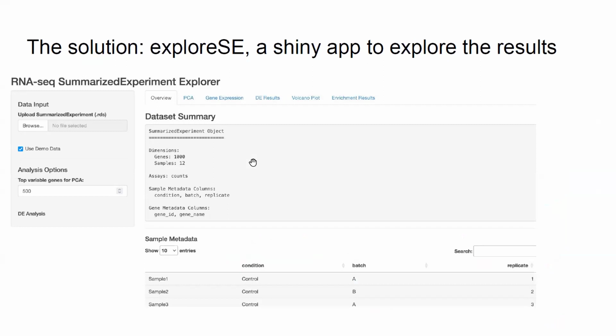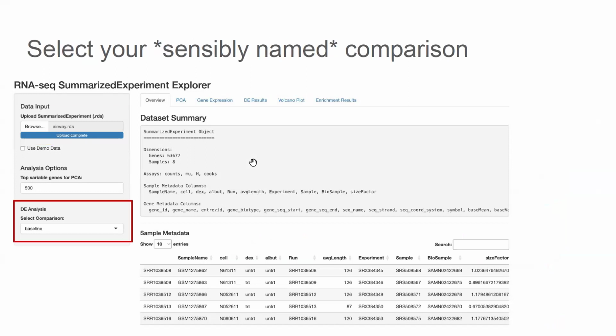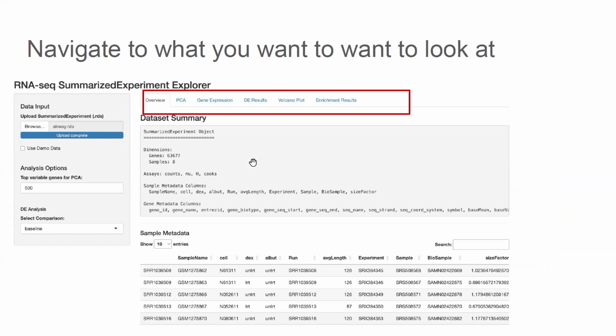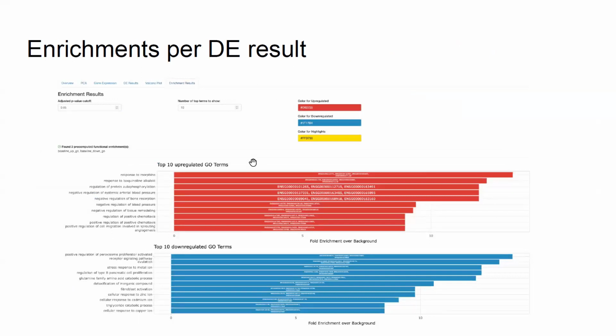By default, you get a view of metadata. So right now nothing's loaded, so there's a demo. But then you load in the object that you care about. Standard, you look at colData and other metadata that you can pick. You select the comparison that you want to be looking at, and then you have different options. You can look at gene expression, but also different plots, the DE results themselves. So you get, for example, a volcano plot, and you get the enrichments that are stored in the objects, and you can switch between the different models and comparisons.